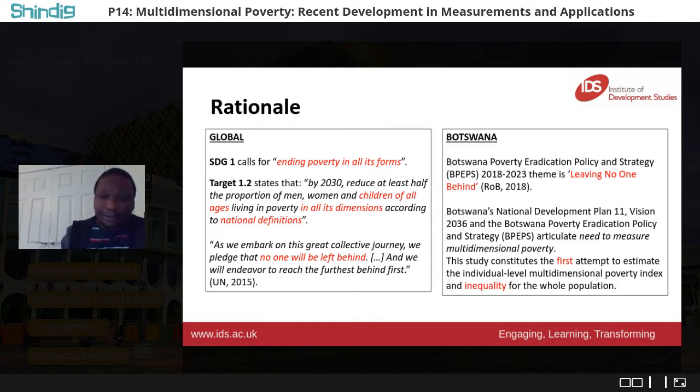In the context of Botswana, the country has a new poverty eradication policy and strategy that is premised on the leaving no one behind principle. Similarly, NDP 11 and Vision 2036 articulate the need to measure multidimensional poverty. However, even though Botswana has committed to leaving no one behind and has made numerous statements on multidimensional poverty, no study has been done to measure poverty from a multidimensional perspective. This study constitutes the first attempt, and also estimates poverty using the individual as the unit of analysis. We also intend to study inequality for the whole population.